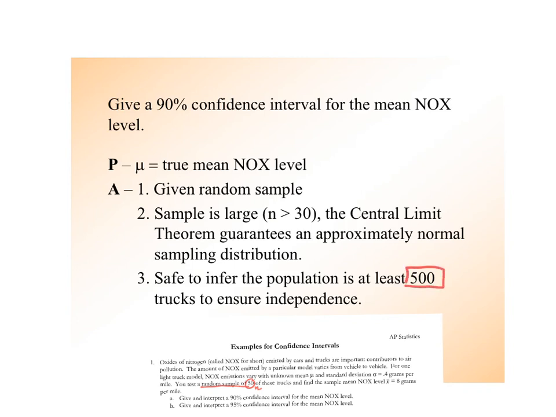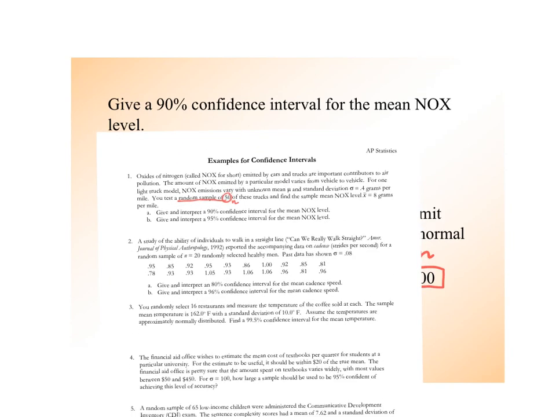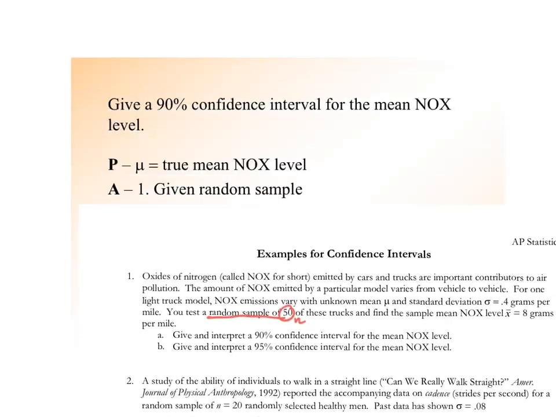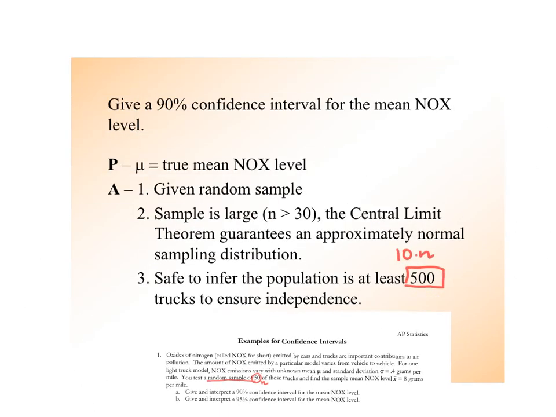This 500 came from multiplying the sample size times 10. So 10 times n. And what was n in the problem? What was the size of the sample? 50, right? So 50 times 10 is 500. It's safe to infer that the population is at least 500 to ensure independence.